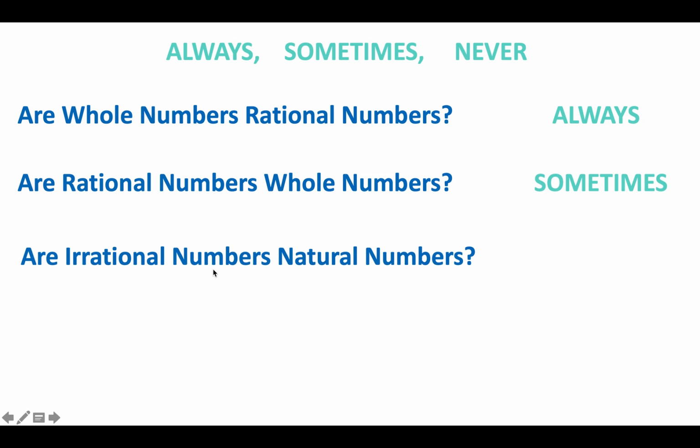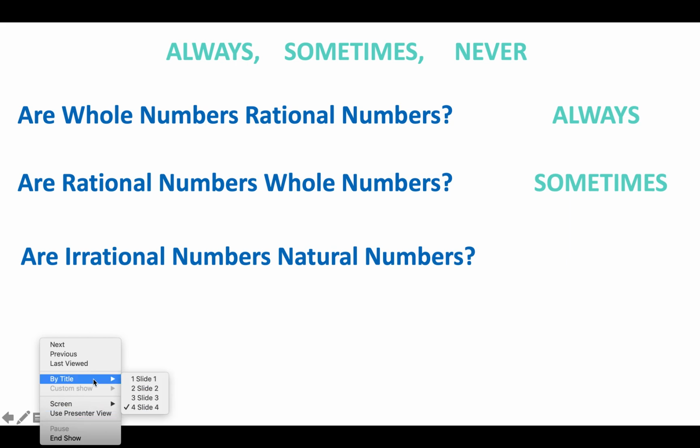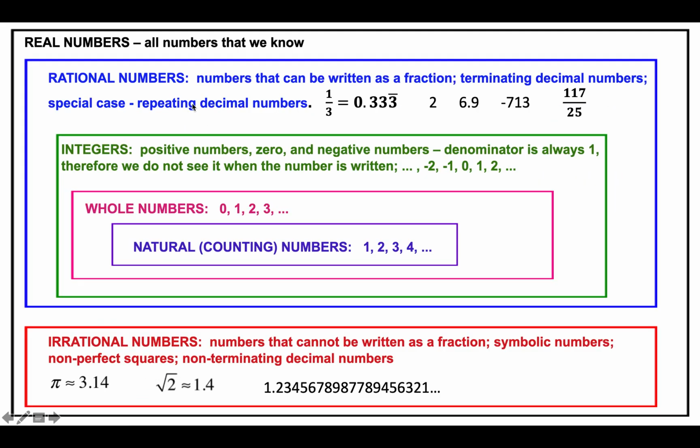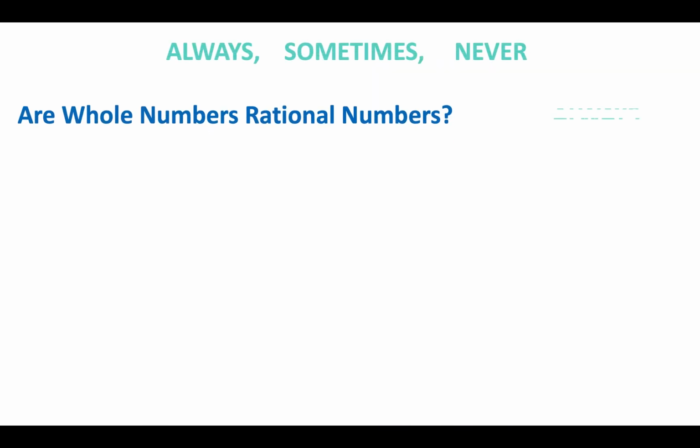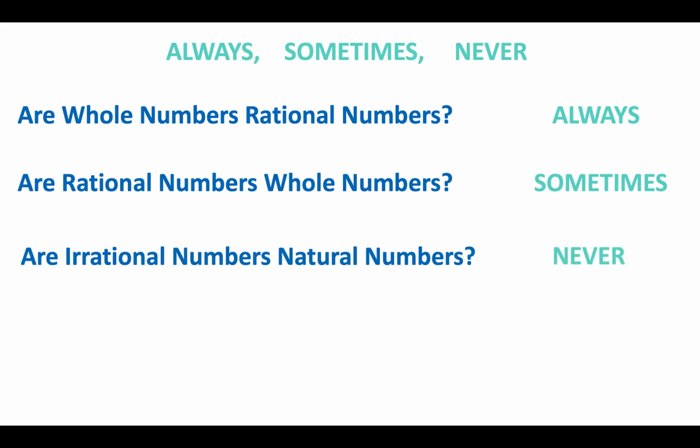Next, are irrational numbers natural numbers? Irrational. Are they natural numbers? Are they counting numbers? All right, let's go back to our real number system. Are irrational numbers counting numbers? Well, irrational numbers are not even part of the category that counting numbers are in, which is rational. So once you know a number is irrational, it cannot be natural, whole, integer, or rational. So irrational numbers, are they counting numbers? The answer would be never.